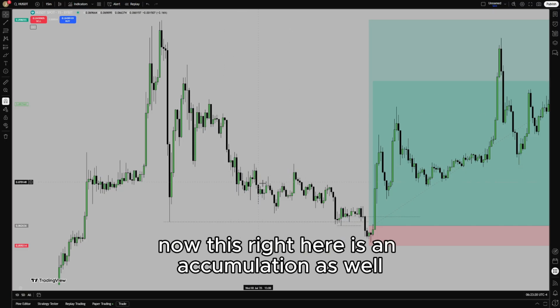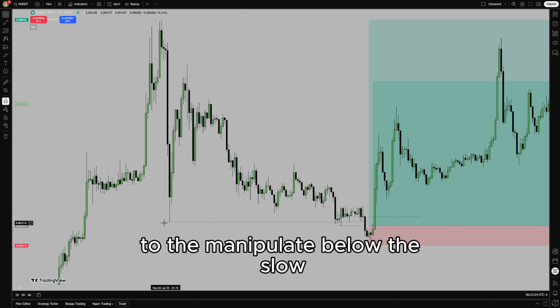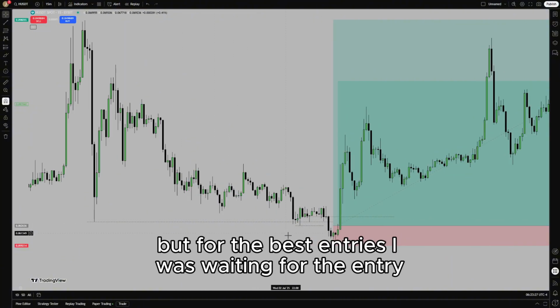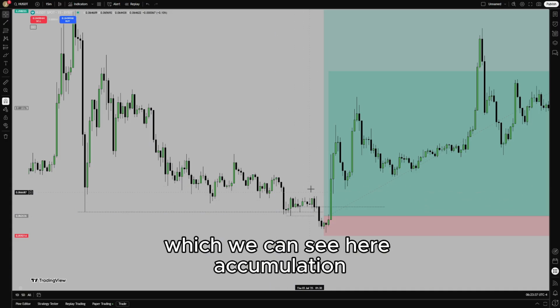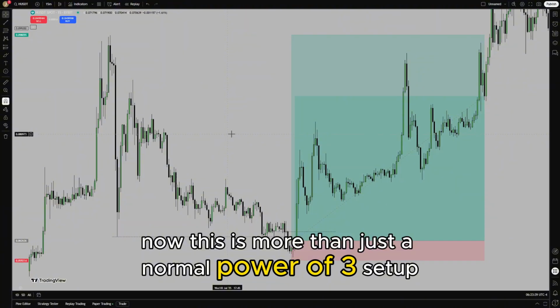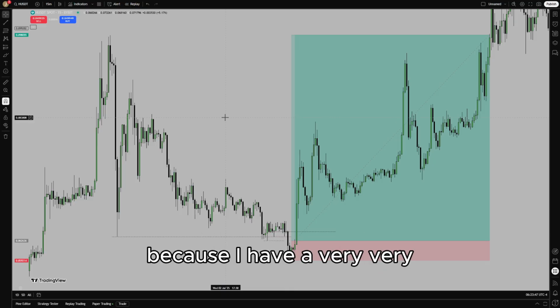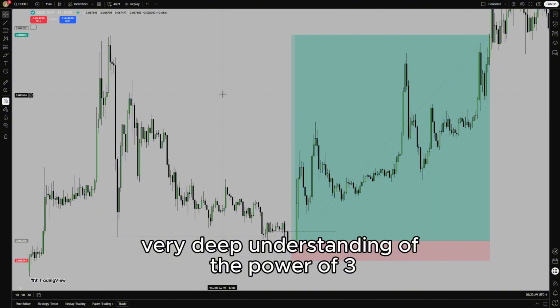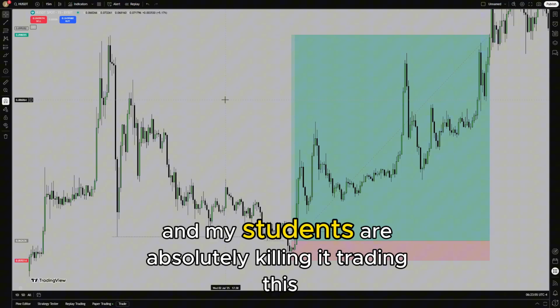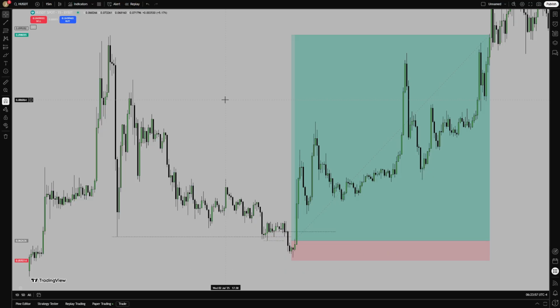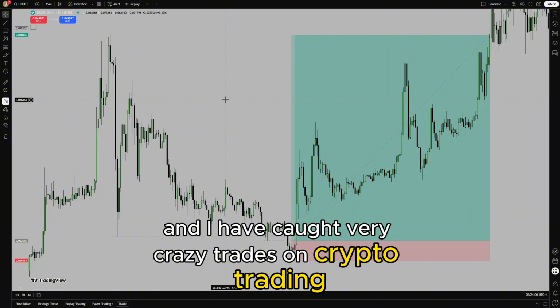Now, this right here is an accumulation as well to then manipulate below the slope. But for the best entries, I was waiting for the internal power of three, which you can see here: accumulation, manipulation, distribution. Now, this is more than just a normal power of three setup because I have a very, very, very deep understanding of the power of three. And I believe it's what runs the markets, and my students are absolutely killing it trading this. And I have caught very crazy trades on crypto trading this.